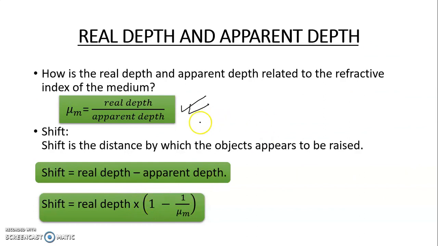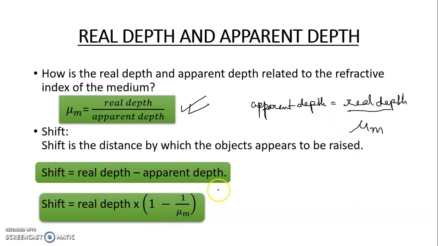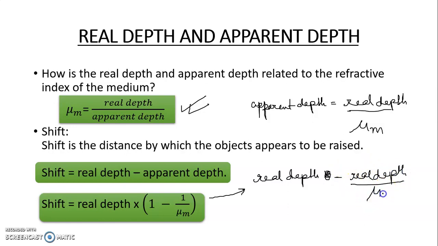Now apparent depth can be written as equal to real depth divided by the refractive index of the medium, mu m. I'm placing that value over here. So shift is real depth minus the apparent depth. Apparent depth I'm writing as real depth by the refractive index of the medium.